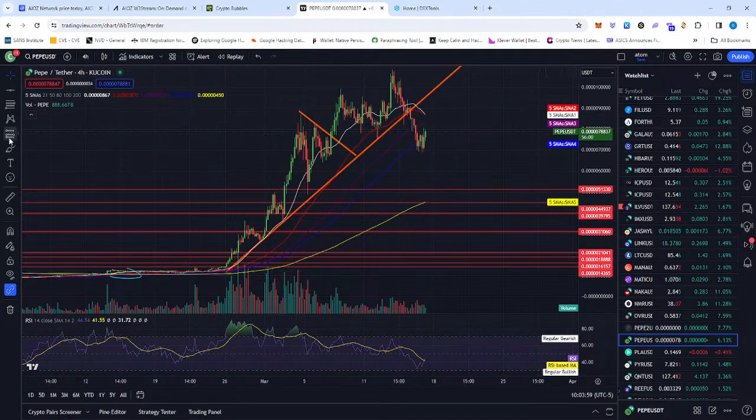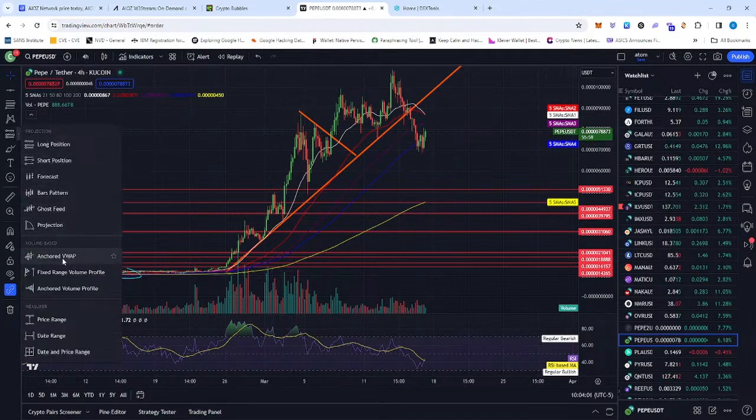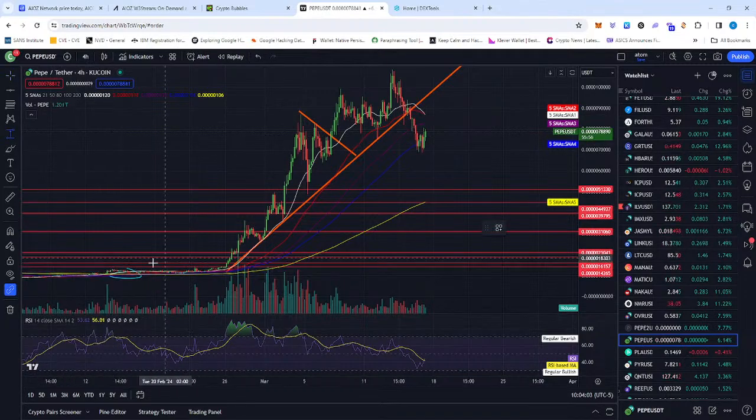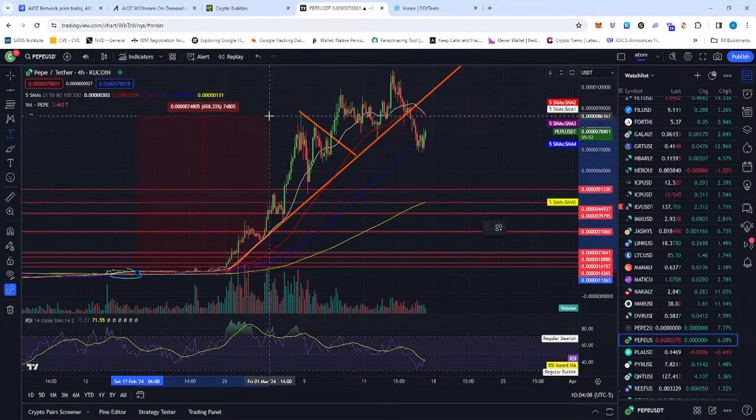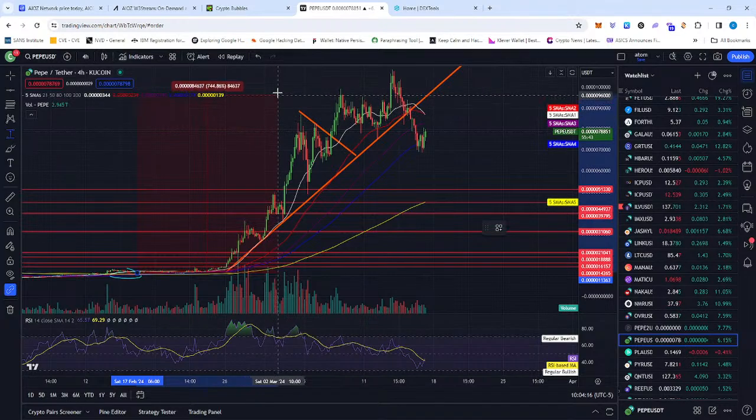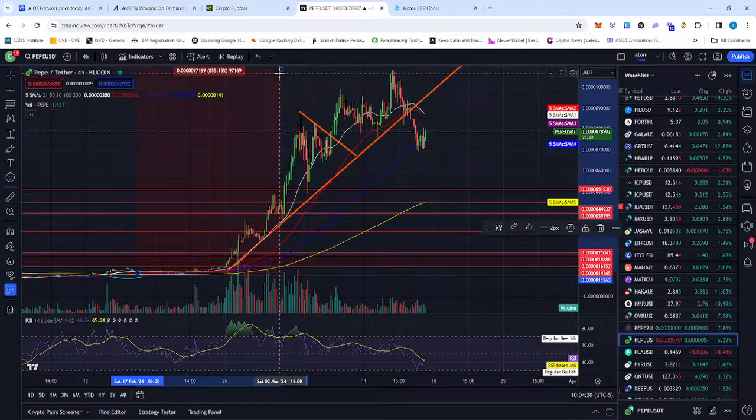Look at the run up. Let's see what that percentage was. So we got the golden cross right here. If you would have sold right here, that's 665%. If you would have sold up here, that's 855% on Pepe.